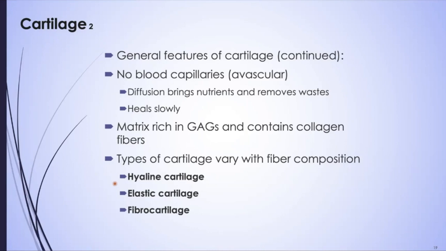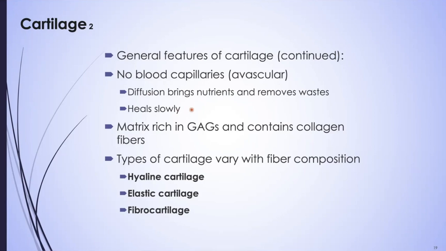All righty, general features are going to be that they don't have any blood capillaries. Avascular, we learned about avascular when we were talking about some of our epithelial cells. Diffusion is going to bring the nutrients in. They need to get nutrients, and it's basically going to happen via diffusion, but capillaries themselves do not penetrate into the cartilage, which is why it heals so slow. Okay, takes a while, a lot longer.